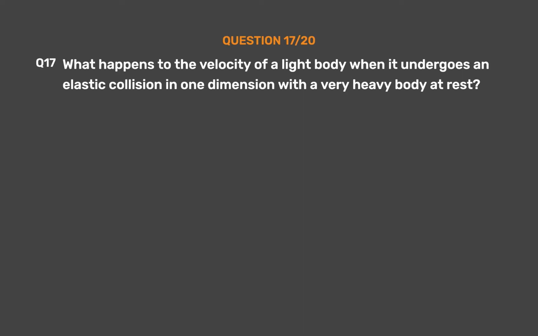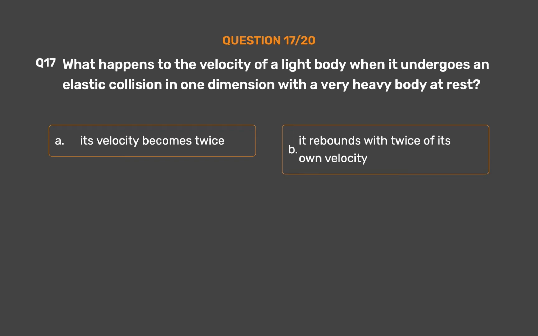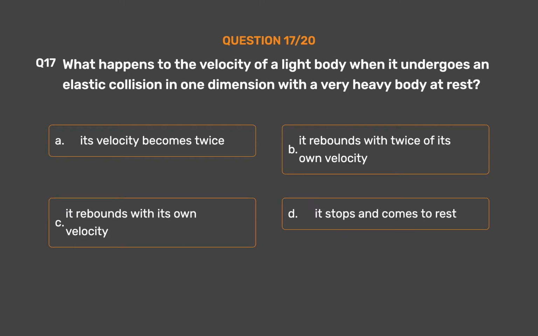Question number 17. What happens to the velocity of a light body when it undergoes an elastic collision in one dimension with a very heavy body at rest? Option A. Its velocity becomes twice. Option B. It rebounds with twice of its own velocity. Option C. It rebounds with its own velocity. Option D. It stops and comes to rest. The correct answer is Option C. It rebounds with its own velocity.